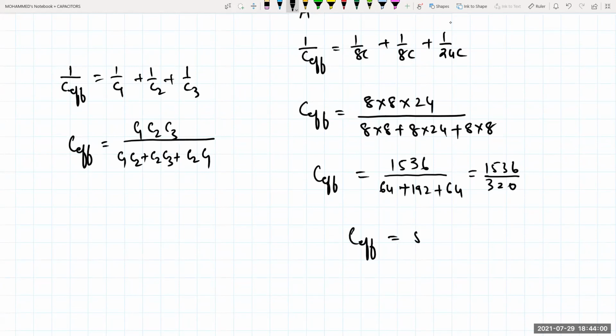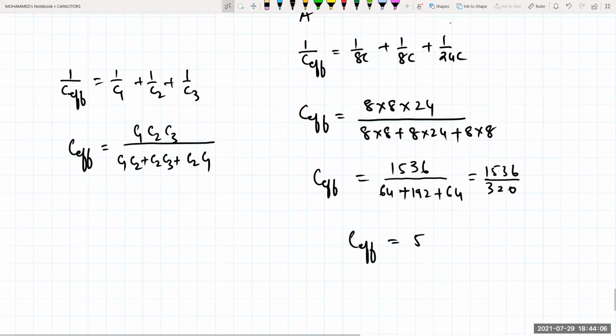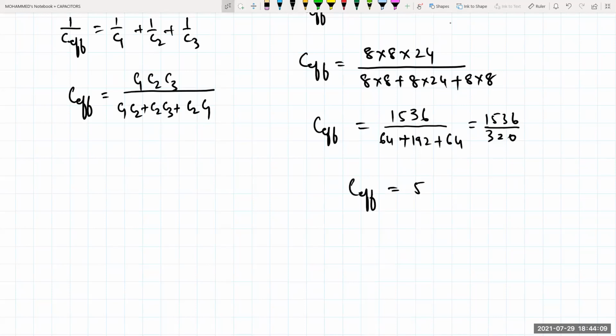So 5 units, the same microcoulombs are given for A and B. Nothing else is told, no? So C effective will be equal to approximately 5C. There might be some mistake in the calculation, but such a big calculation generally won't come; it will be done in simple terms.